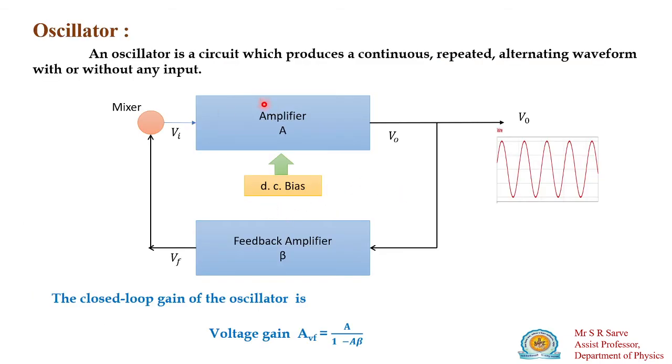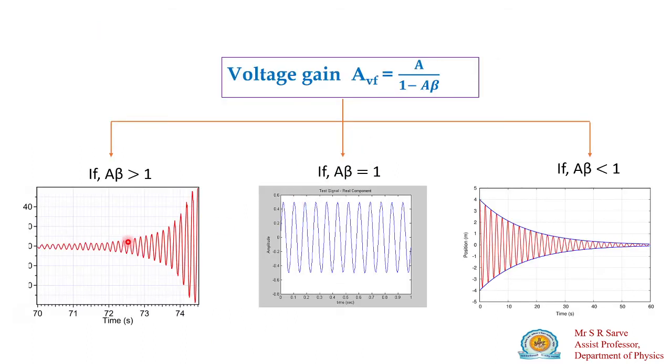So this is the equation for oscillators. This one is the block diagram, and it consists of an amplifier, feedback and mixer. How does it take the input? It takes the input from the biasing condition as well as from thermal agitations. It takes the biasing input voltage. So this is about the oscillator. These are the different output oscillations we will obtain depending upon the values of A beta.